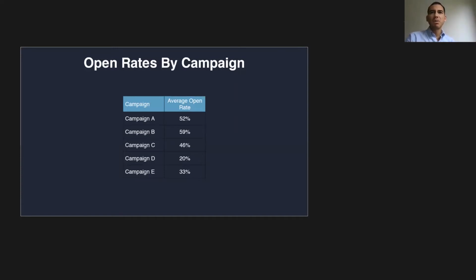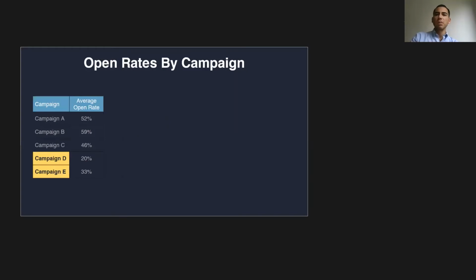But I was taking a scan through the open rates for all of our campaigns, and I noticed that we generally sit around 50 to 60% open rates. But we had 2 campaigns where we really bombed. We were at 20% on one and then 33% on the other. That alarmed me, because if only 1/5 or 1/3 of everybody receiving our emails is actually opening them, I thought there's probably some kind of a problem there. So I dug into it a little bit more.